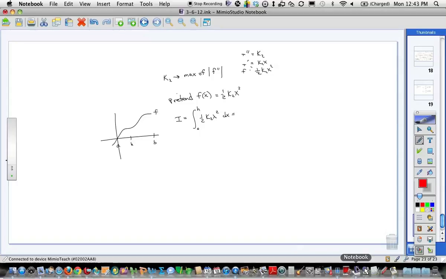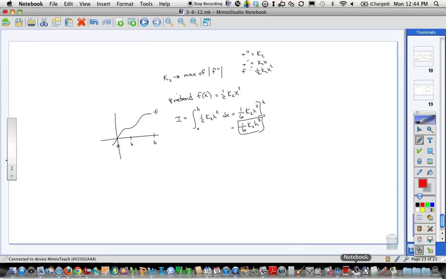What's our antiderivative of that? Remember, 1/2 K2 are just constants. So 1/6 K2x cubed from 0 to h. You plug in an h, of course you plug in a 0, you just get 0. So it's going to be 1/6 K2h cubed. That's this, if we had this worst case function, this would be the actual area under that.